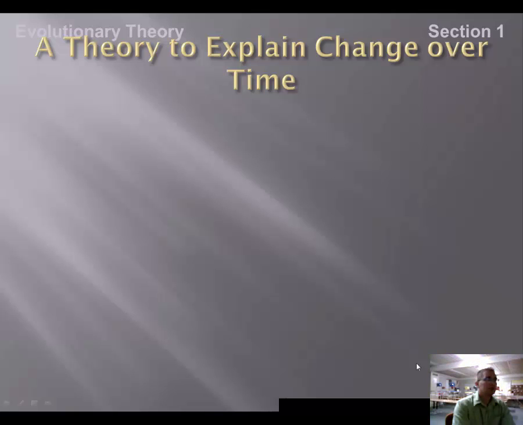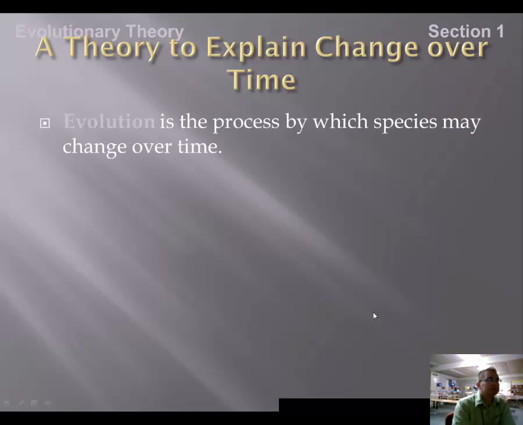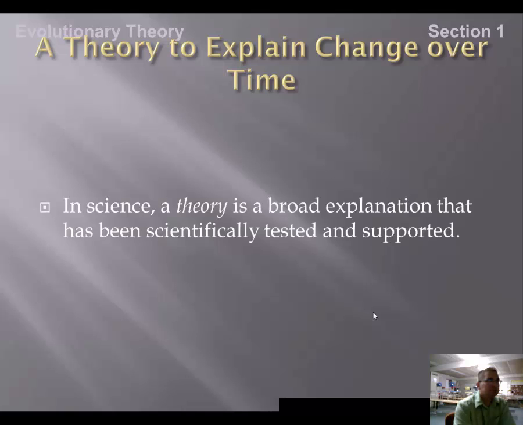A theory to explain change over time. The definition of evolution is a process by which species may change over time. Remember that in science, a theory is a broad explanation that has been scientifically tested and supported. It is different from a hypothesis. A hypothesis is an educated guess. We're taking some information and making a prediction based on information that we already have in order to explain what we think the outcome to an experiment may be.